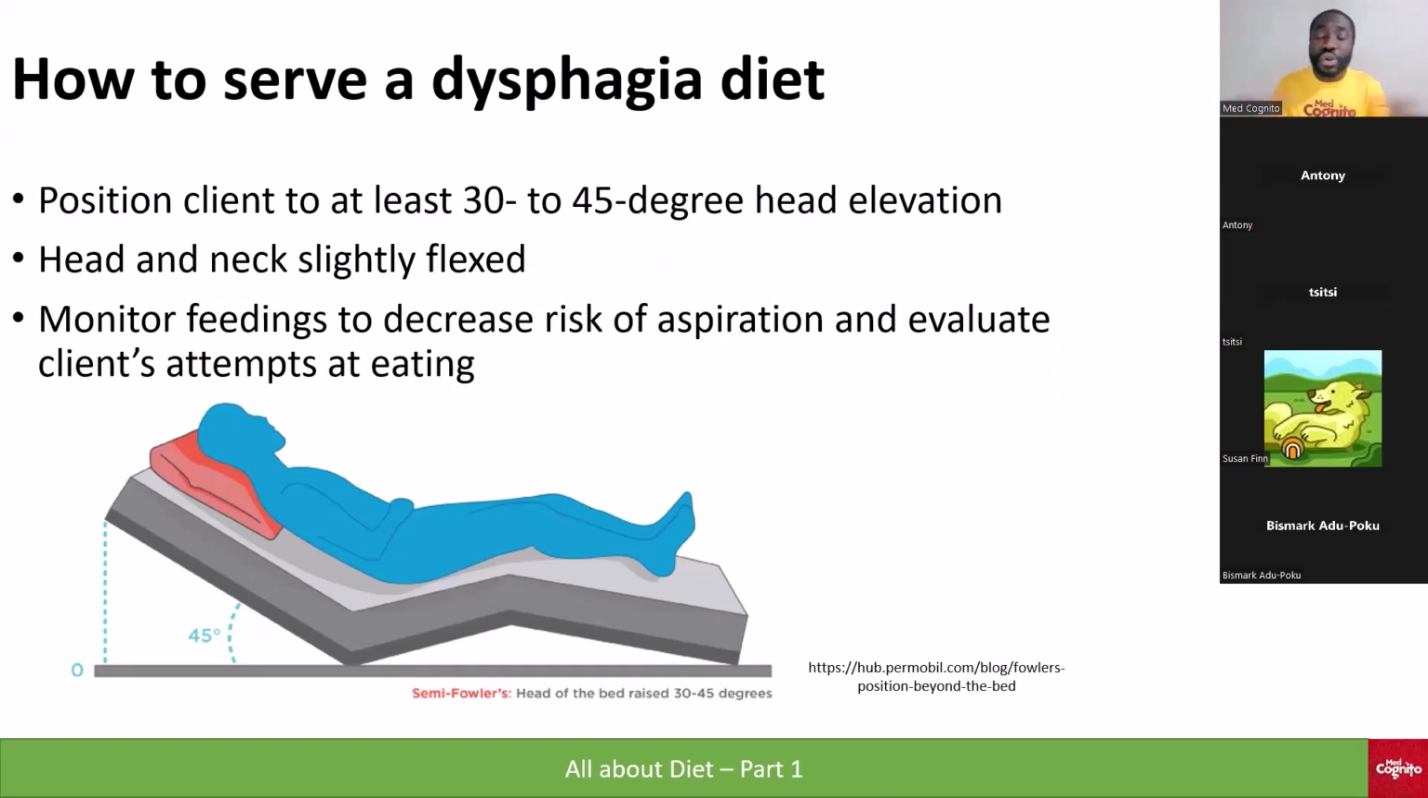And then know the foods you don't want to give: stringy foods, popcorn, and the rest.